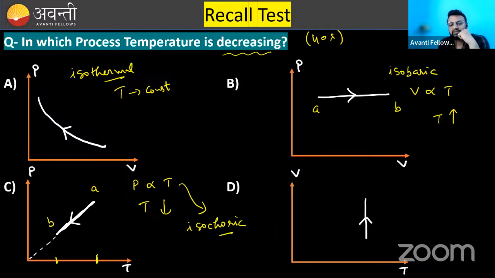And which process is option D? Temperature is constant, so this is again an isothermal process. So in which process is temperature decreasing? In option C, temperature is decreasing. Option C is the correct answer.